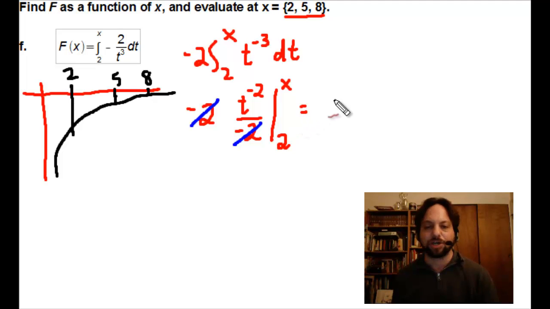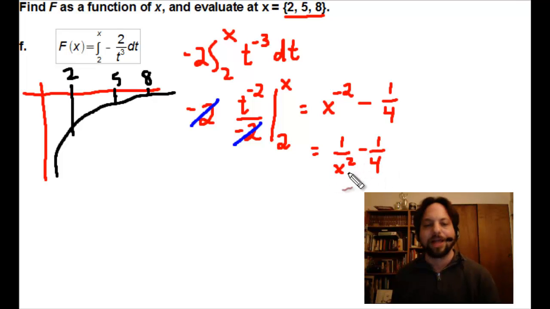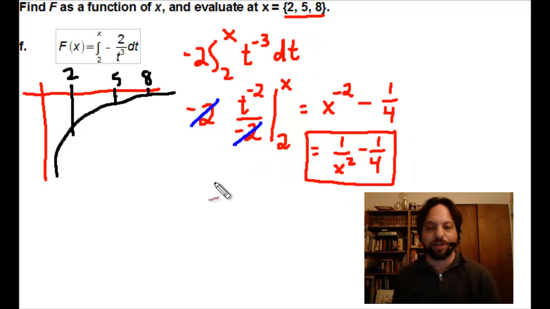And what I'm essentially going to end up with is x to the negative 2 minus 1/4. Where did 1/4 come in? Well, I just plugged 2 into t to the negative 2 and got this. In fact, if I wanted to, I could rewrite this as 1 over x squared minus 1/4. Now, what I can do is plug in 2, 5, and 8 into this elementary algebraic function, and that will tell me the area for each one of these.